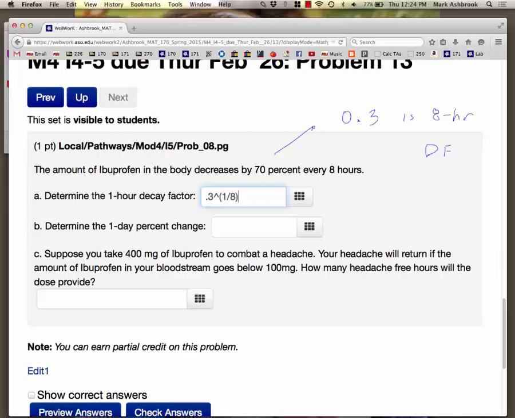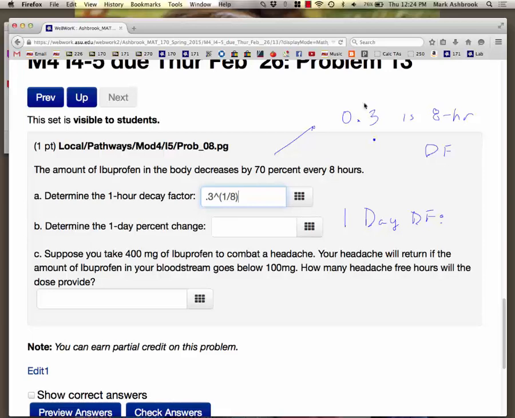Okay, the 1-day percent change. Where is the 1-day percent change going to come from? It's going to come from one value and one value only. It's going to come from the 1-day decay factor. Okay, and we're going to talk more about that today. So to get the 1-day percent change, we need the 1-day decay factor first. And so how are we going to get the 1-day decay factor?